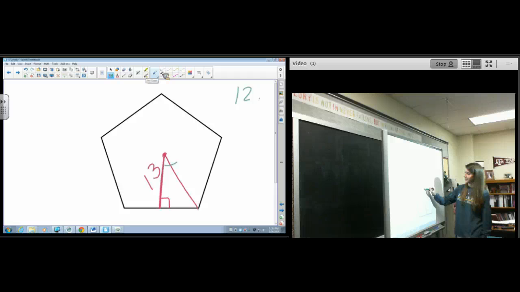What do we do next? Times 2. Now we've got a side. Now what? How many sides are there? 5. Times 5. Awesome. That's the P. That's the perimeter. Now what? Multiply by 5. Times apothem 13. And divide by 2. Beautiful.